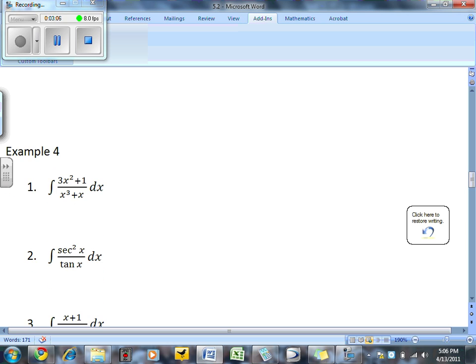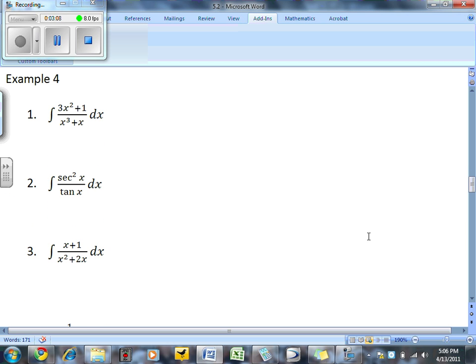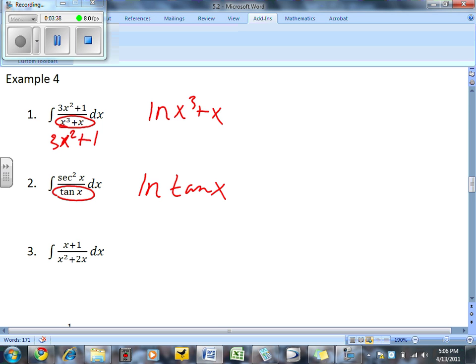Moving on. Again, now you'll notice we have more examples. Look at the pattern. The first thing you do is check, does the derivative of the bottom equal the top? Well, yeah, I'm going to take the derivative of x cubed plus x, and I'm going to get 3x squared plus 1. Well, we have a very easy integral then, don't we? So it's just going to be the natural log of the bottom, x cubed plus x. All right, same thing with 2. The derivative of tangent is secant squared. Very easy, the natural log of the bottom.